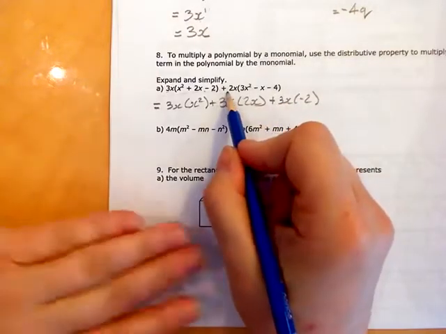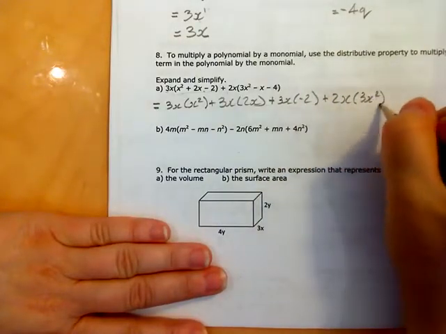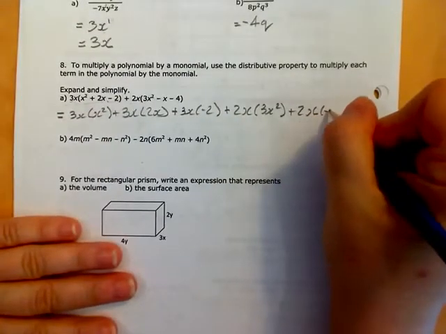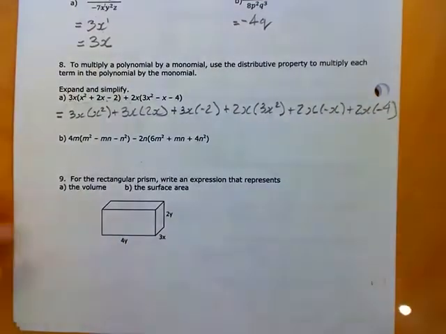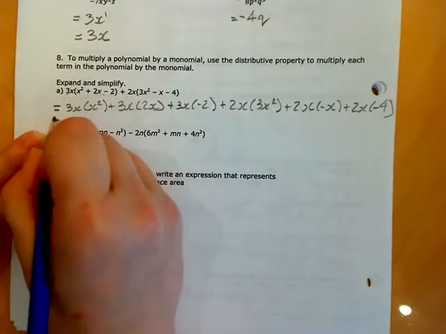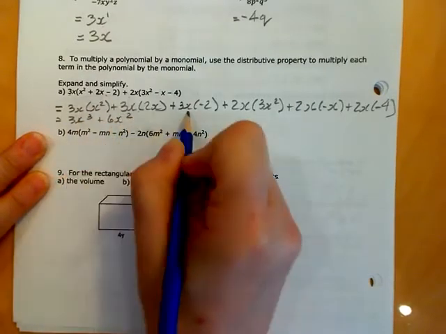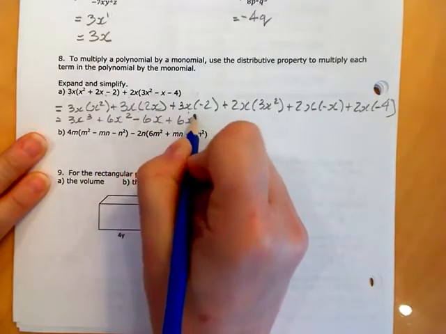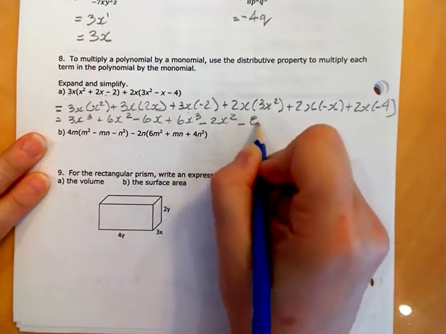And then I'm going to do the same here, plus 2x times 3x squared, plus 2x times minus x, plus 2x times minus 4. And now I have a whole bunch of mini little multiplications to do. So this is equal to 3x cubed, this is equal to 6x squared, this is equal to minus 6x plus 6x cubed minus 2x squared minus 8x.